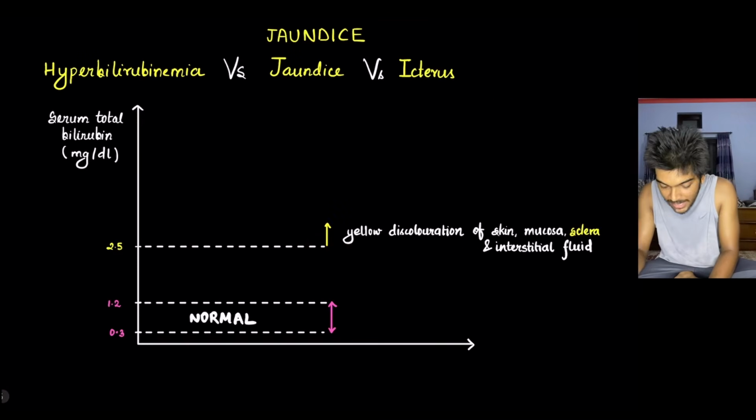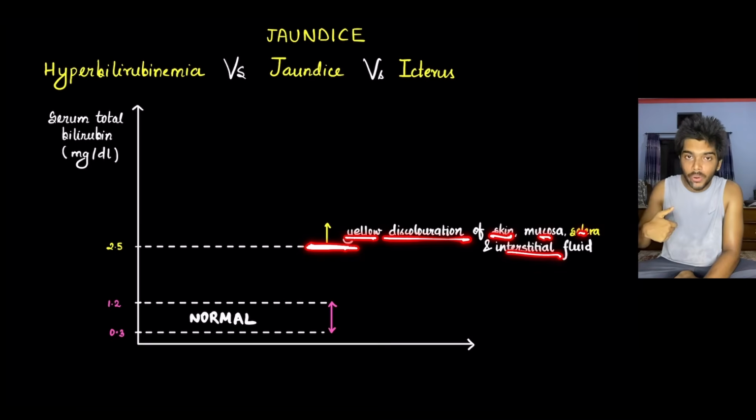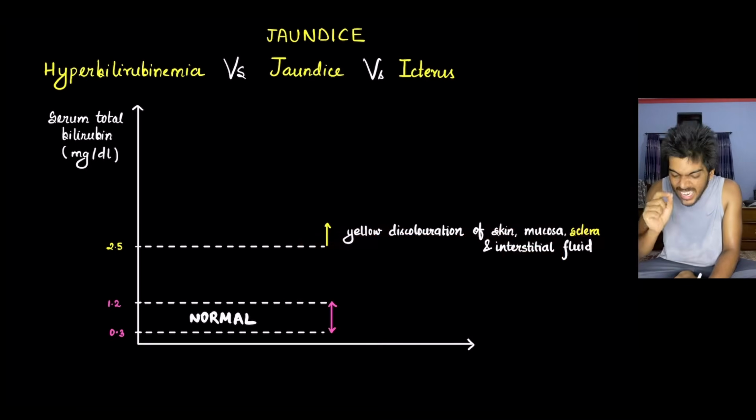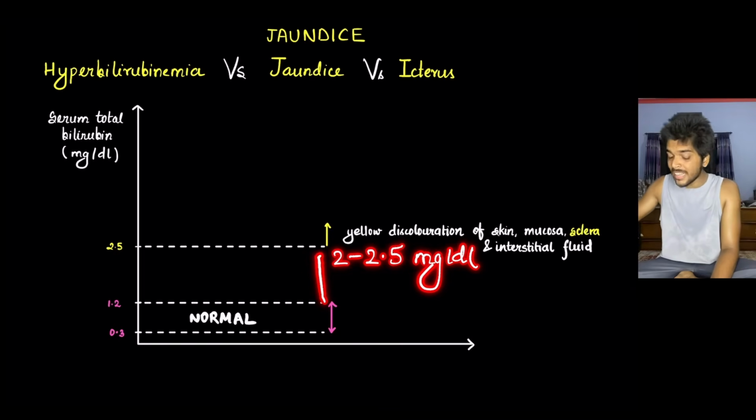So the person has jaundice at this point, right? That is, there is yellow discoloration of skin, mucosa, sclera, and interstitial fluid. This is due to significant hyperbilirubinemia of at least around 2 to 2.5 milligram per deciliter. So there is increase in bilirubin, yellow discoloration is not seen. There is hyperbilirubinemia, but yellow discoloration is not seen.